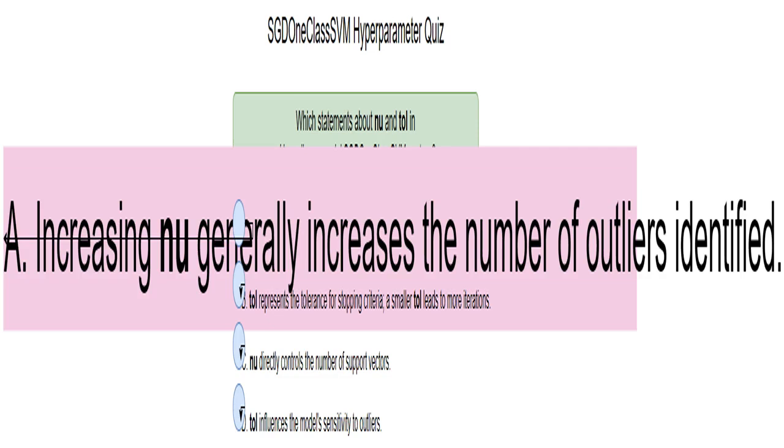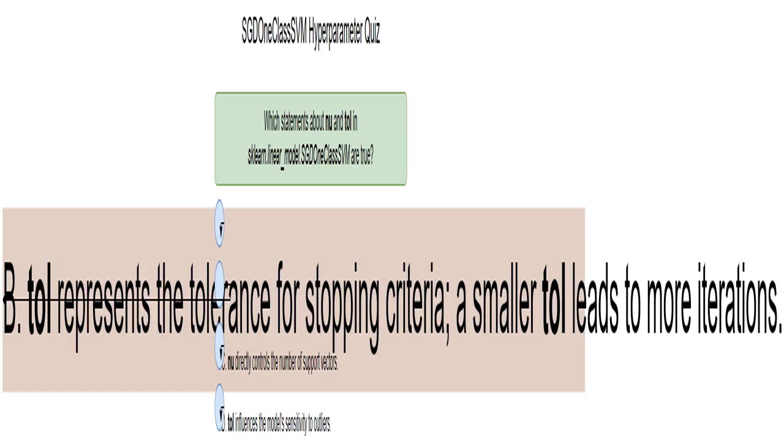The hyperparameter nu sets an upper bound on the fraction of training data points that the algorithm will classify as outliers. Increasing nu raises this upper bound, allowing more data points to be flagged as anomalies. This statement is true. Tolerance defines how much error the algorithm will tolerate before stopping its training process. A smaller value demands a higher level of precision, resulting in more iterations to reach convergence.